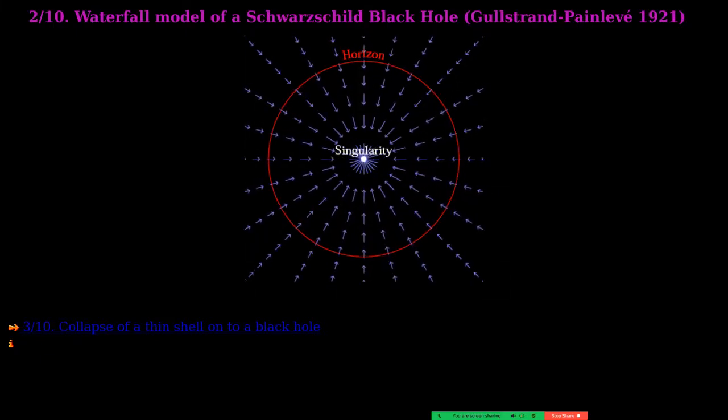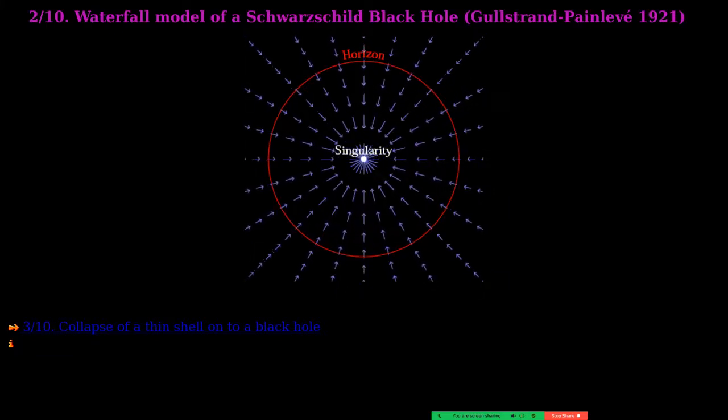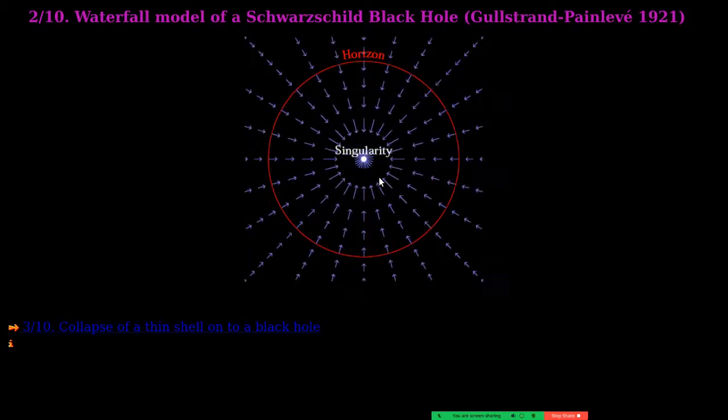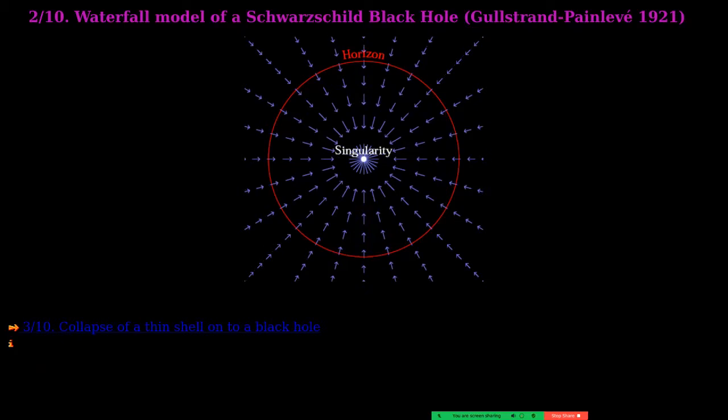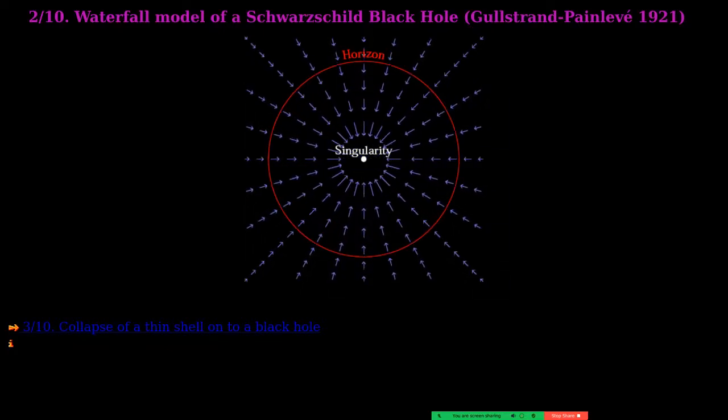In this description, space, represented by these blue infalling arrows, falls into the black hole. It falls in at less than the speed of light outside the black hole, hits the speed of light at the horizon, and then falls faster than light inside the horizon, eventually hitting the central singularity. So that's why a black hole is black. Space is falling faster than the speed of light, carrying everything with it. Light that's emitted from inside the horizon, pointed outwards, gets dragged inwards by the faster than light flow of space.